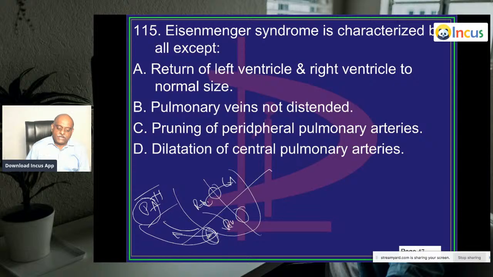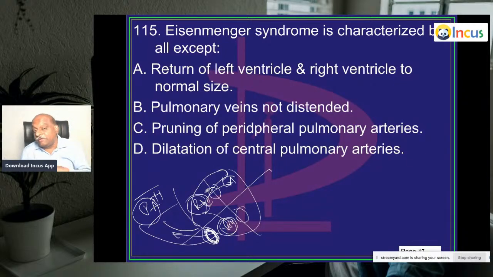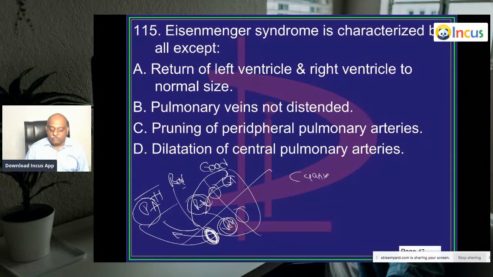There will be high pressure at the pulmonary artery root, high pressure in the right ventricle, high pressure in the right atrium. So instead of left atrium to right atrium, blood will go from right atrium to left atrium. Because of that, bad blood mixes with good blood, which leads to cyanosis. So cyanosis develops because of the reversal of the shunt from left to right to right to left.